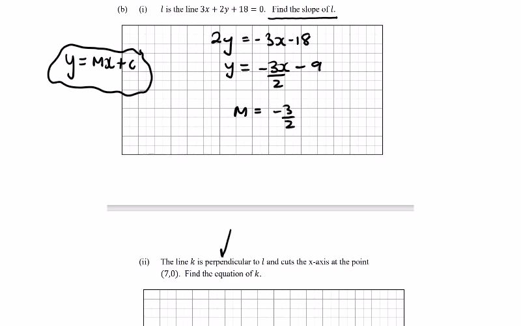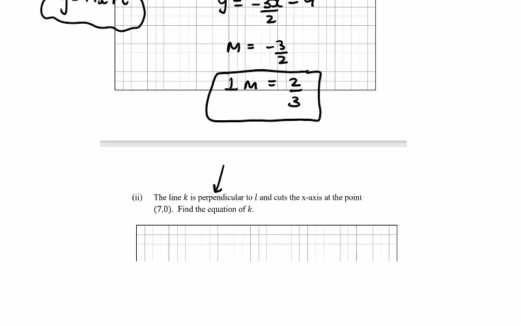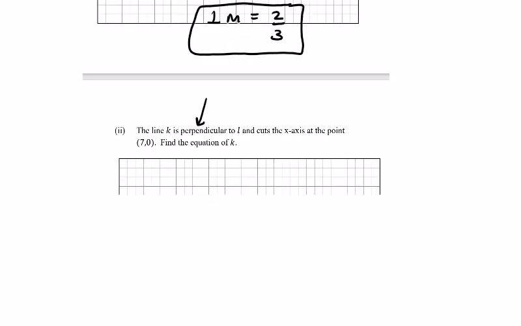We're dealing with perpendicular in the next question. The perpendicular slope is equal to 2 over 3. A lot of you got this wrong. So what you would consider an easy question at junior cert sometimes can appear in the leaving cert, just with a little extra in it. So we have our slope.